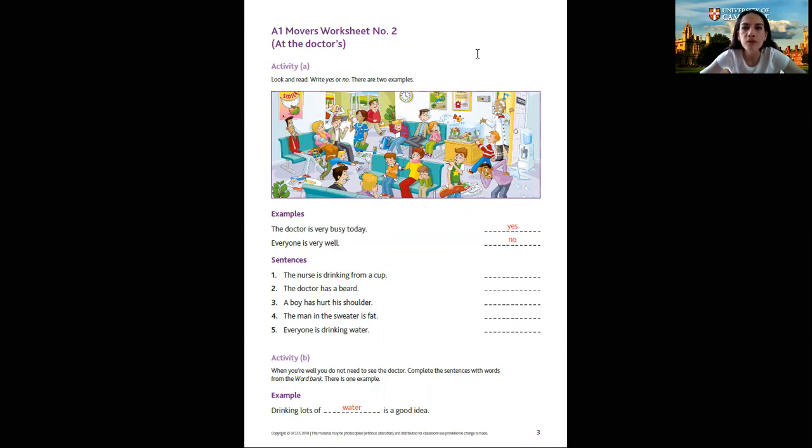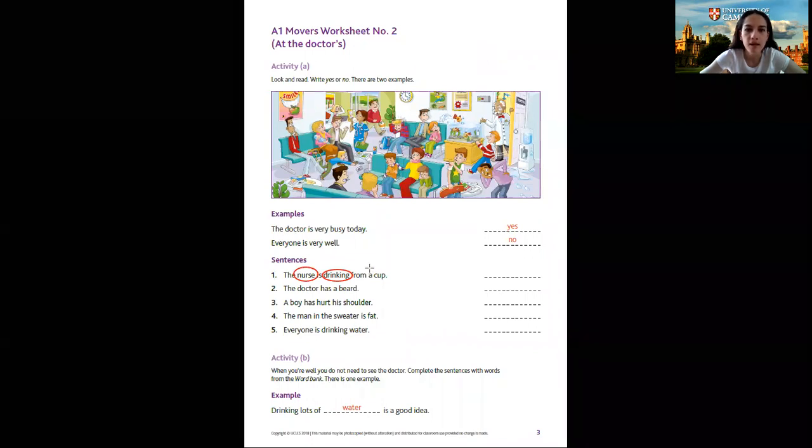If you don't know a word, well, try with another. Here we can find three words: a nurse, we can find a person drinking, and we can find a cup. Okay, so those are my options for this sentence.